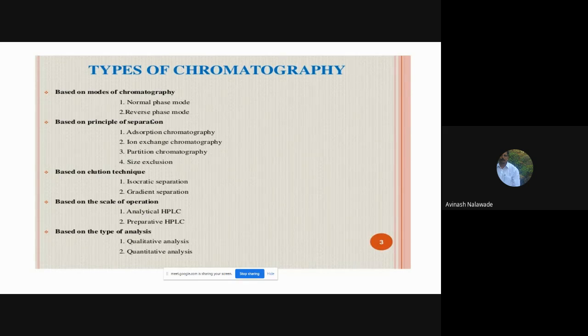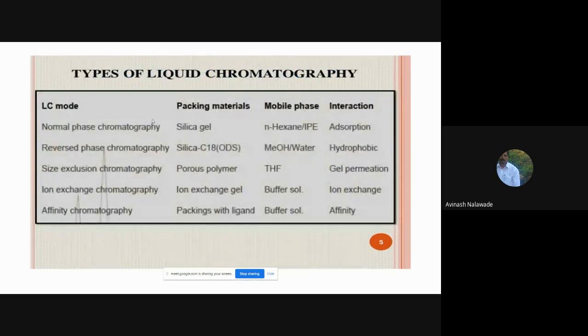Okay, now based on the scale of operation, this HPLC may be used for analytical purposes in the analytical laboratory for qualitative and quantitative analysis, or it may be used for preparative purposes. So based on the scale of operation, we may call it analytical HPLC or preparative HPLC, depending on which purpose we are using it for. And finally, based on the types of analysis, we can classify it as qualitative analysis and quantitative analysis.